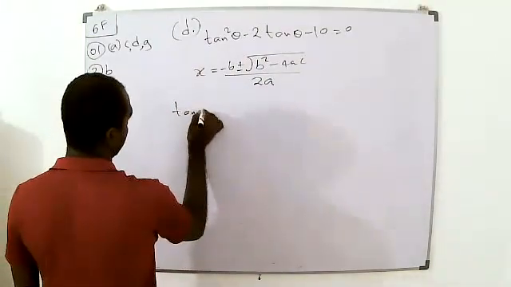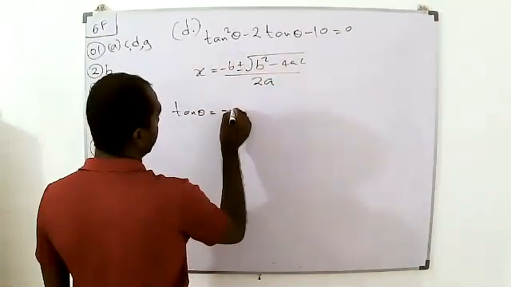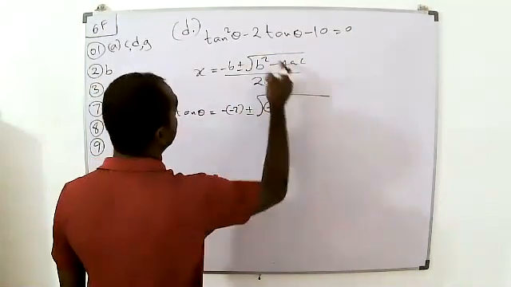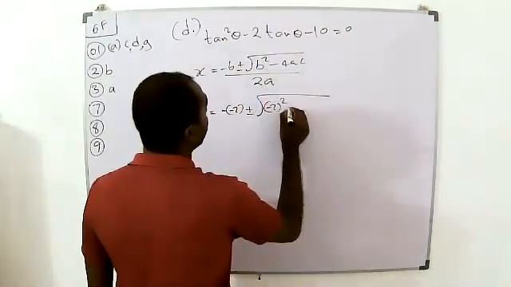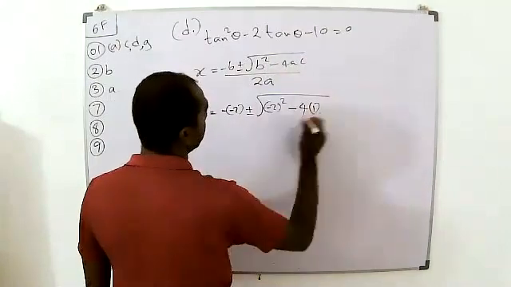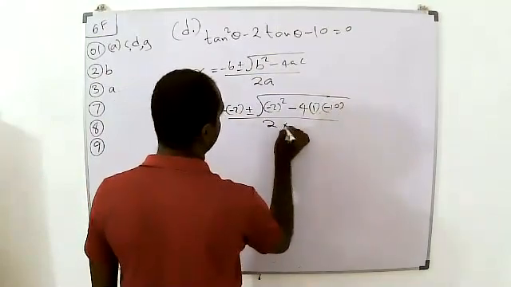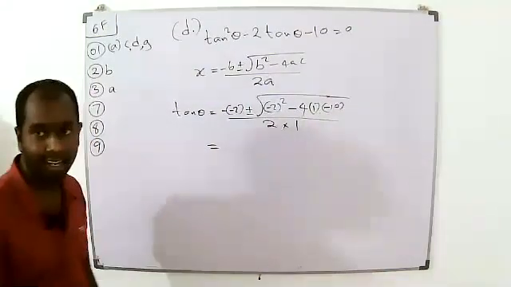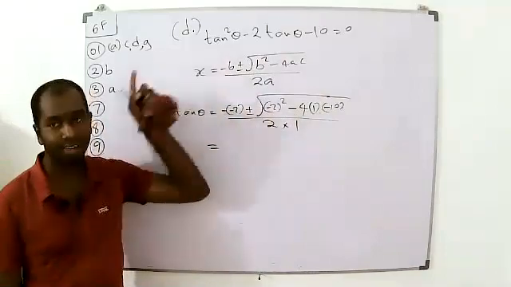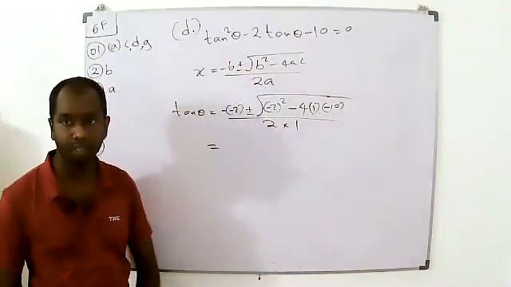So what do we have? Tan theta equals minus b, which means minus of minus 2, no? Minus 2 plus or minus the square root of minus 2 to the power 2, minus 4 times a, which is 1, and here minus 10, divided by 2 into 1. Now does it look like an alien? You might have used this equation in equations where you have x, but it's for any variable. Here tan theta is the variable, so you can use it anywhere.